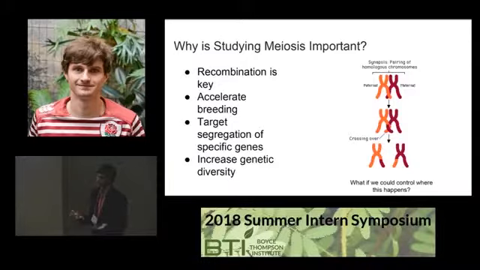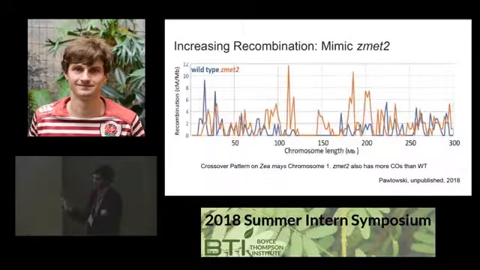So we're going to deliver a methylation inhibitor, such as 5-azacytidine, to maize before meiotic S phase. So that's when the DNA replicates before it undergoes meiosis. Right now, we're just testing a bunch of different delivery methods.